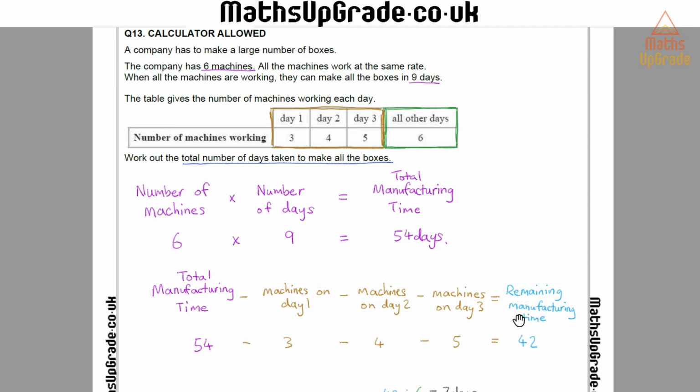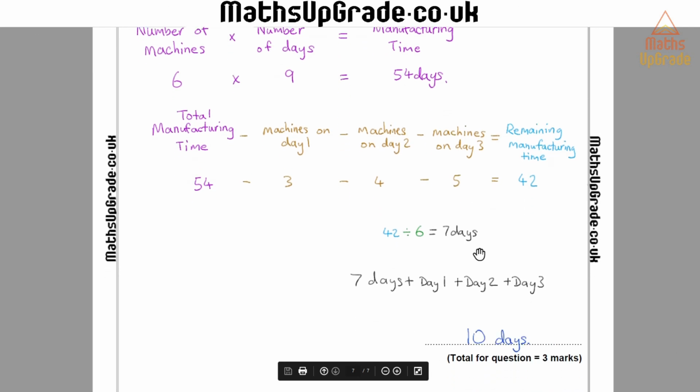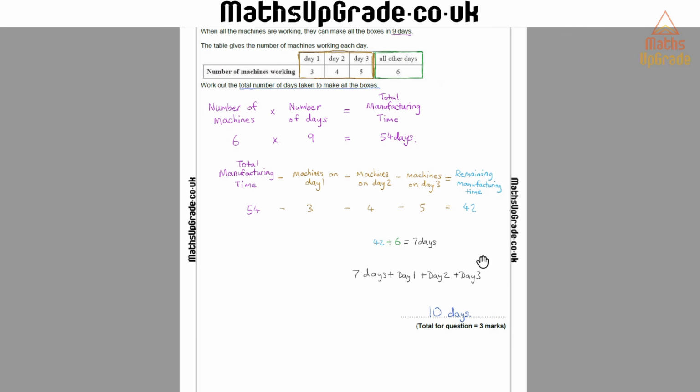To work out the remaining manufacturing time after these first 3 days, I can just do the total manufacturing time, which is 54. I can subtract the number of machines working on the first day, and the second day, and the third day. That gives me 42 days left that I need to make all the boxes. Since I know that on all the other days there's 6 machines working, to work out the number of days left, I can just do 42 divided by the 6 machines, and that is 7 days. So since there's 3 days to start off with, plus these 7 days, that means it'll take 10 days in total to make all the boxes.